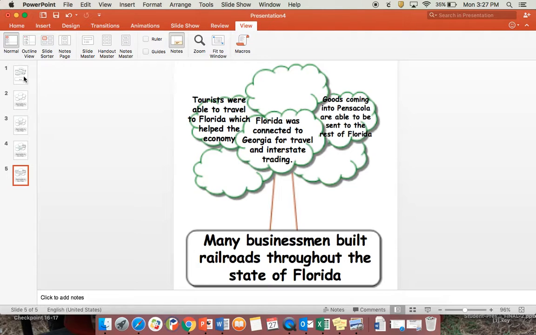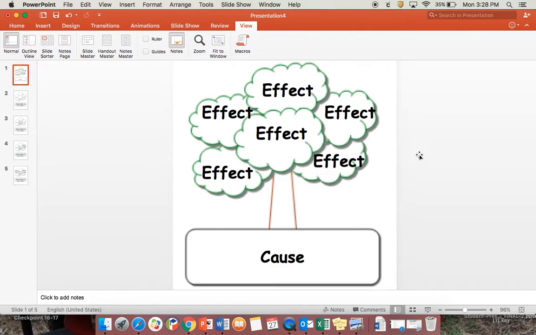So as you can see, there are many effects that can come from just one cause. These are just some of the effects that these railroads had on Florida. This is what you would call a cause and effect tree, and you are going to be using this throughout your lessons this week to show how one cause can have many effects.